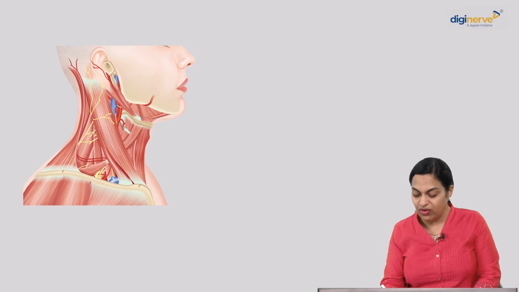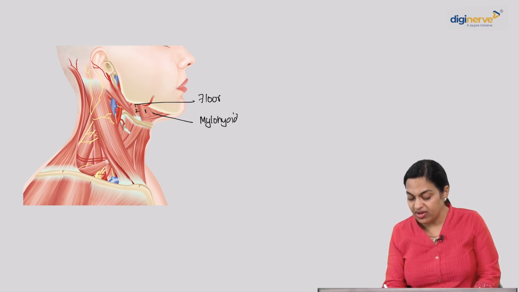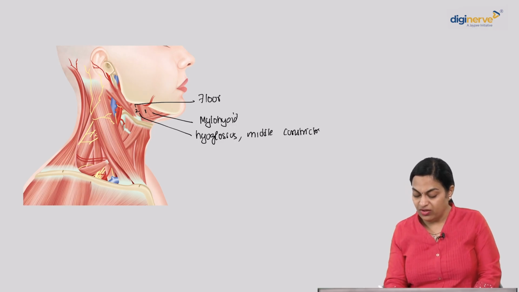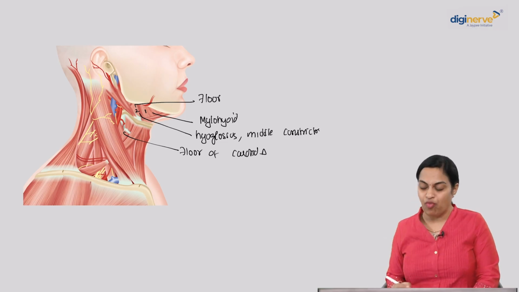Now, moving on to a few important points. The floor of the digastric triangle is contributed by this muscle. Yes, you can tell me. It is the mylohyoid. Just behind that, this one here, that's the hyoglossus. And we can also see part of the middle constrictor.